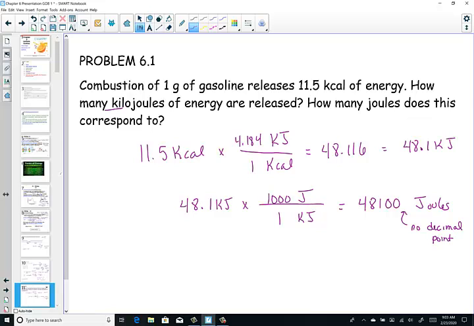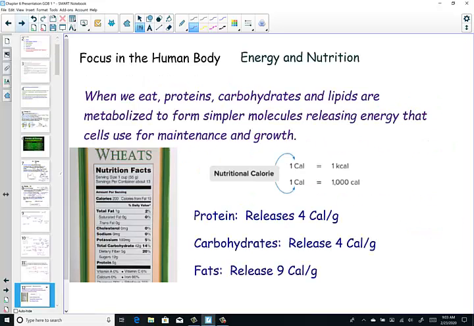How are you doing? These aren't bad at all, especially after coming off of stoichiometry. I'm sure these are nice. Now, where can we apply this? We'd like to talk a little bit about energy and nutrition at this point, kind of bringing in an application of these units called calories and joules.